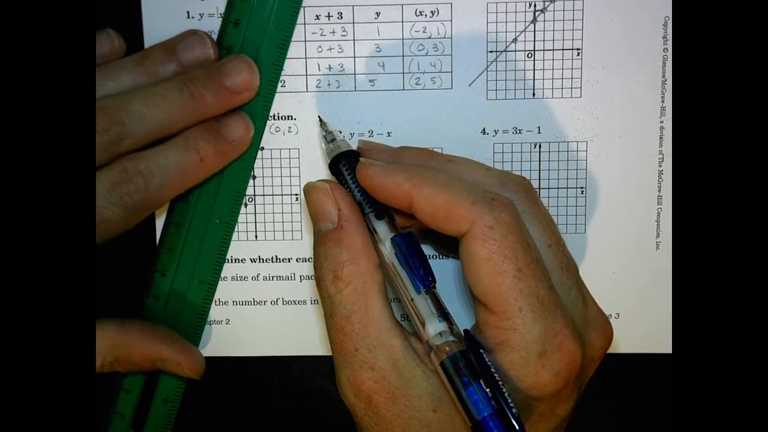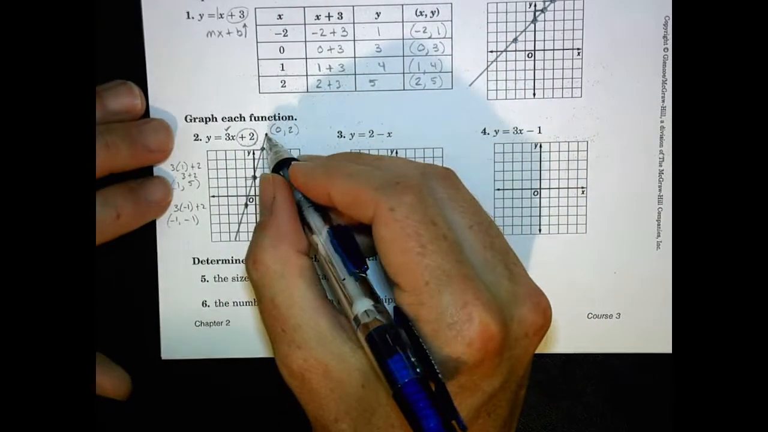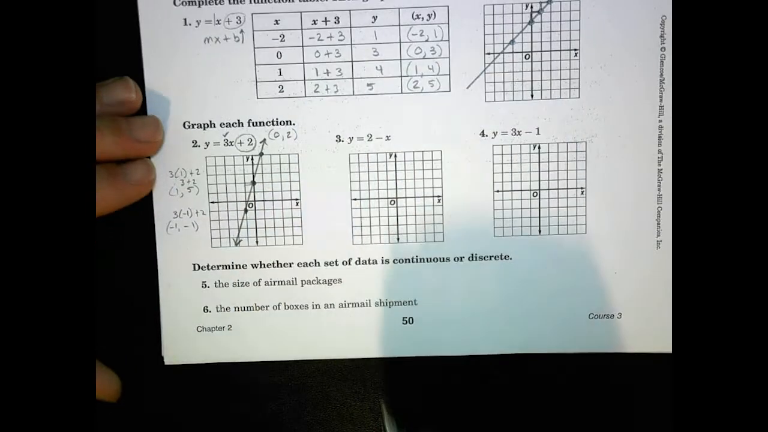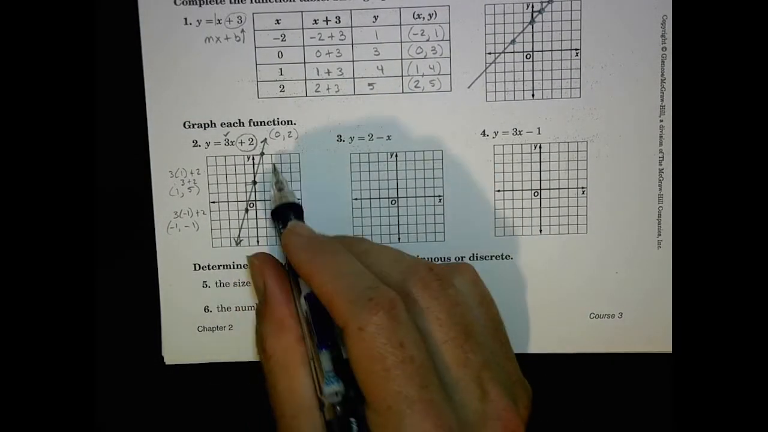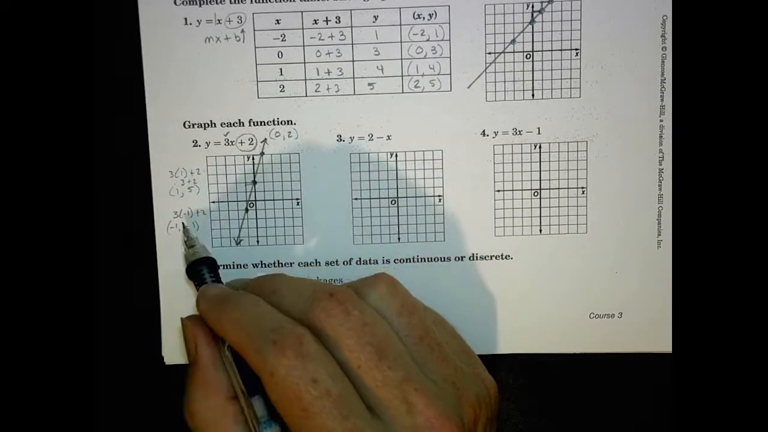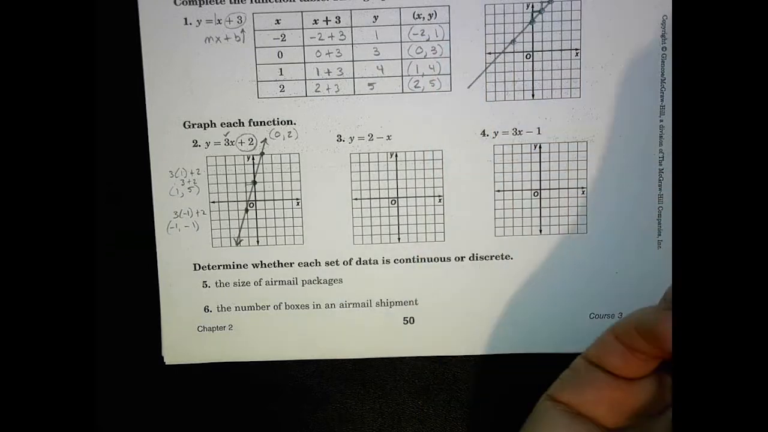And I connect my dots. And now I have my graphed function like so. So it's good to have at least 3 points. I like to put them on both sides of the y-axis. I have a -1 and a +1, and I have the y-intercept there. Okay, just helps me out a little bit.